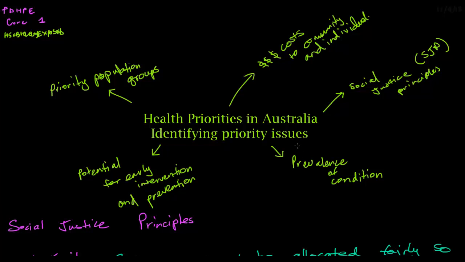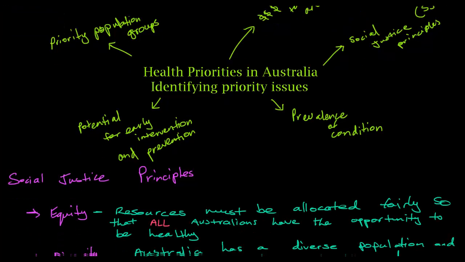Another thing would be the prevalence of the condition. So how many times or how often is this condition? As well as the potential for early intervention and prevention. So all of these are factors that we'll be looking to in order to identify the priority issues and health priorities in Australia. So we're actually looking to prioritize what we want to fix in Australia in regards to health. This is what this entire topic is about in Core 1.